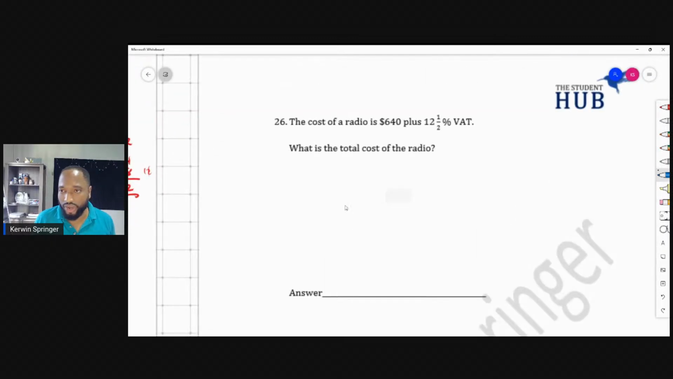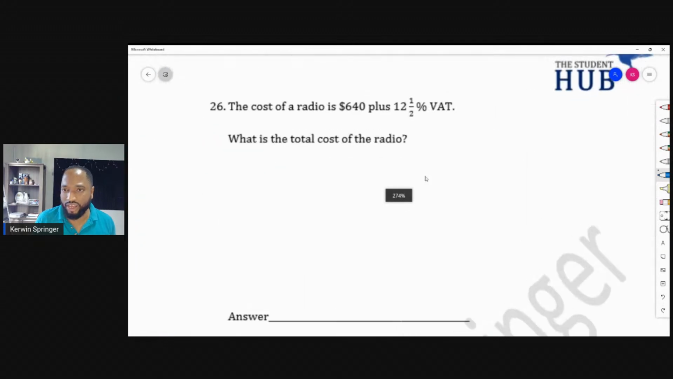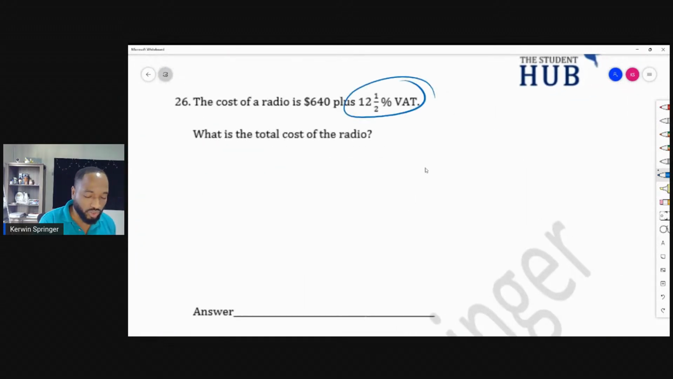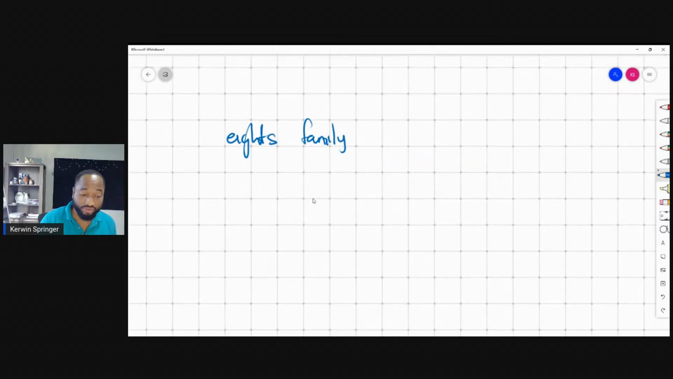The cost of a radio is $640 plus 12.5% VAT. Now, this probably won't show up in your exam, but we're still going to do it. So 640 plus 12.5% VAT. Now, 12.5 is what as a fraction? There's something called the eighth family. Let's talk about the eighth family, because you need to know the eighth family. The eighth family speaks about the eighth fractions.